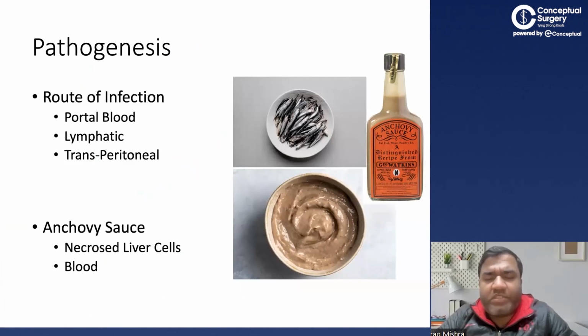Now, because of this immune response towards the Entamoeba, the host liver cells destroy the organism and there's a neutrophilic infiltrate. In this process, a lot of liver cells also get damaged. So it forms a mass of necrosed liver cells along with blood, which is generally cauterized, and it gives an appearance called anchovy sauce appearance. Anchovy is a fish, generally eaten with sauce, which is anchovy sauce, and the appearance is kind of similar, not exactly similar.